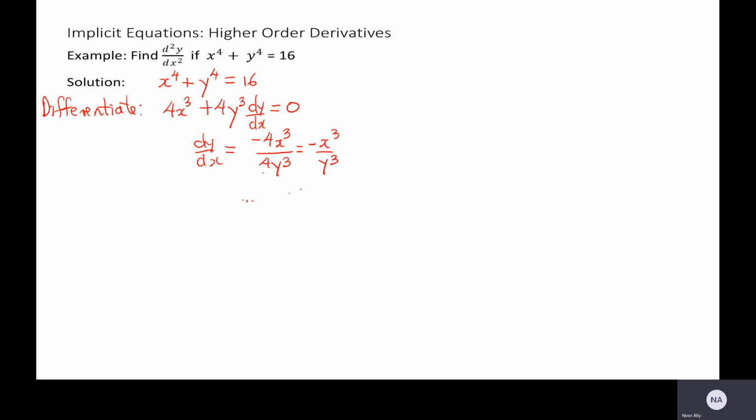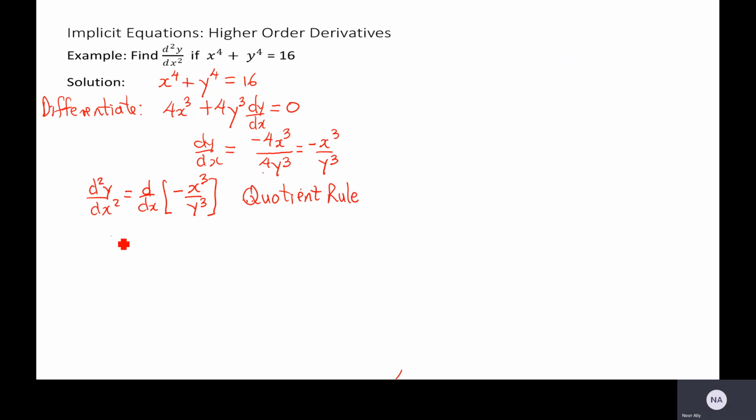Now, to find my second derivative, and I'm just going to try and use notation so that you get used to notation. My second derivative is the derivative with respect to x of the first derivative, which is minus x cubed over y cubed. And again, if we're differentiating any function that contains x and y together, that's implicitly. Now, how do we differentiate this? I'm pretty sure you've noticed the quotient rule.